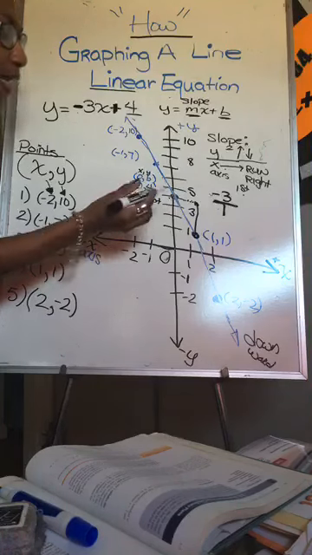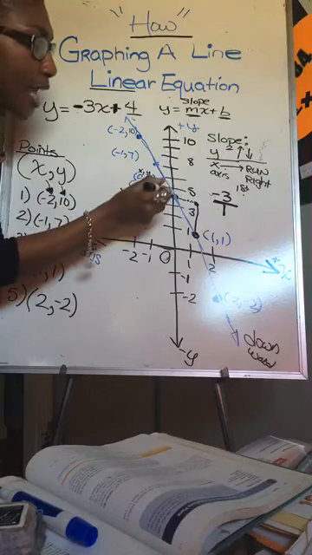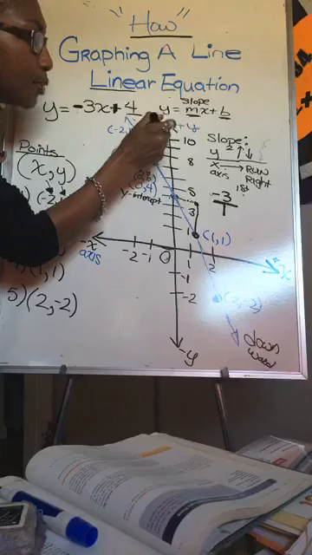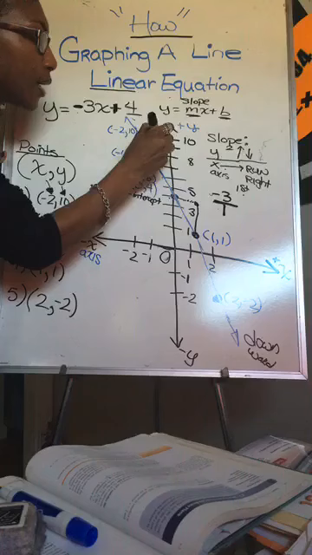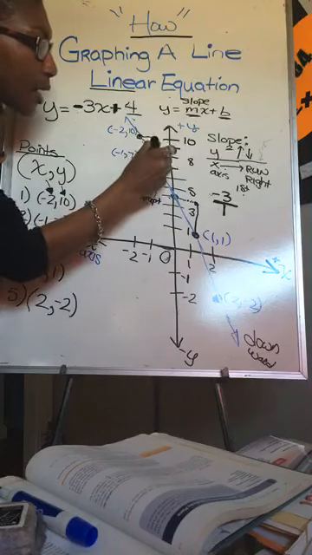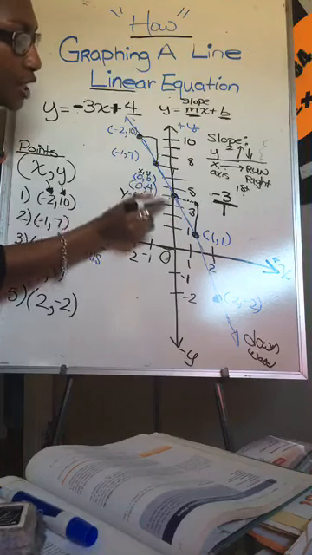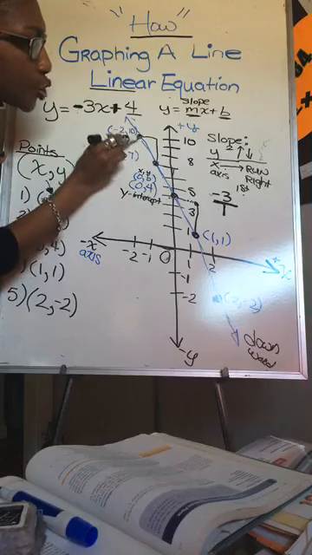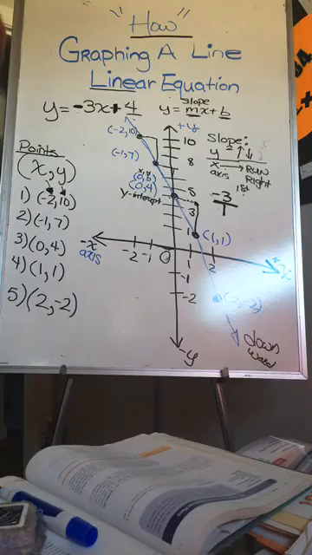So I can see that if I go to any point and move over 1 and drop down 3, I should hit every point. If I come over 1, drop down 1, 2, 3, boom. If you see this pattern, between these 2 points is a diagonal, and that is called your slope.